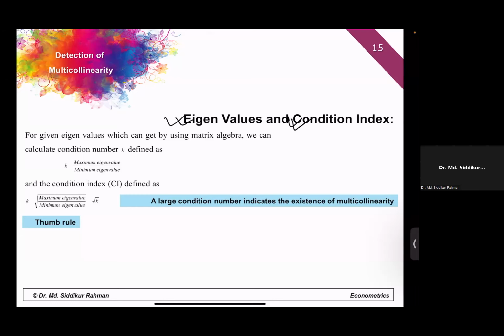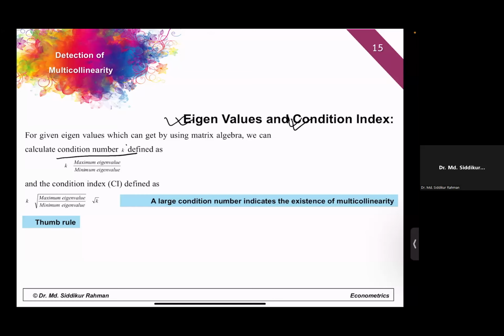No worries, because we will use programming. When you have the data, you can just write some code, and then you will get the condition index, eigenvalues and many other things. Just try to remember the formula. There are two measures here: one is the eigenvalue and one is the condition index. What is K here? K is nothing but the condition number.